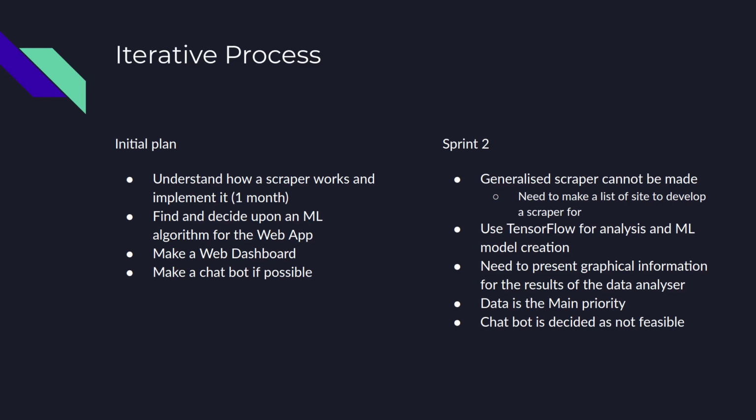So, the initial plan for the project was as presented on the screen, which was to understand the scraper and how it works, find an ML algorithm for the web app, make a web dashboard, and make a chatbot. However, these initial goals witnessed a few changes, such as in Sprint 2 we realized that a chatbot was not feasible, as well as a generalized scraper was not possible to make, and we need to only operate upon a set of websites for which the scraper can be developed.